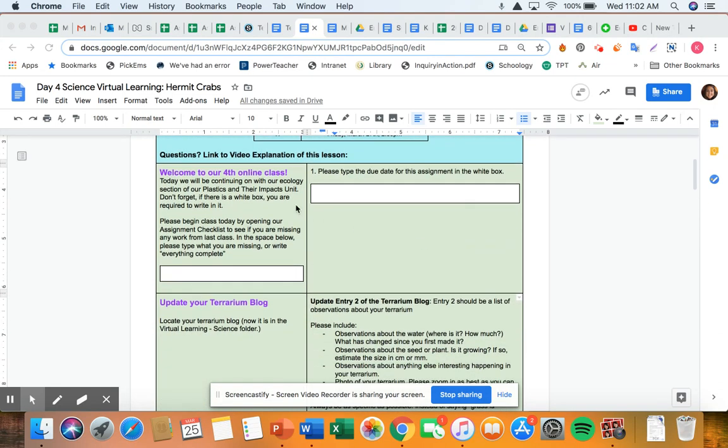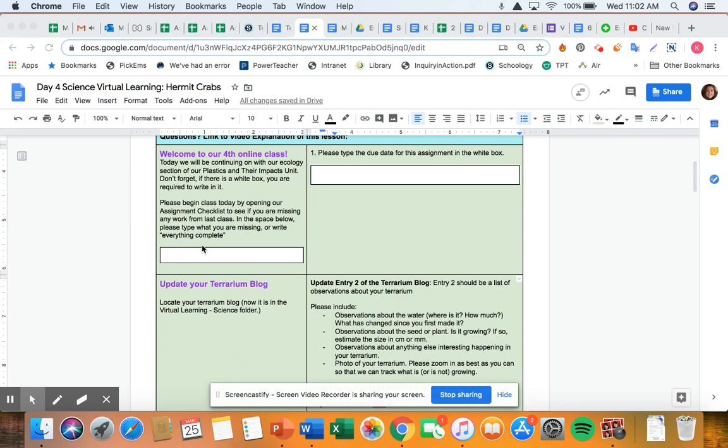Before you go any further, find your assignment checklist from either Ms. Ross or Ms. Smith and open that checklist and see if you're missing anything from last class. If you are, type right here what you're missing and stop. Go fix those things and then let your teacher know that you fixed them and come back to this document.